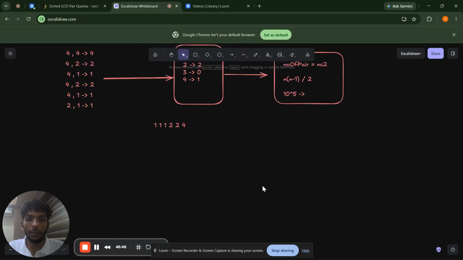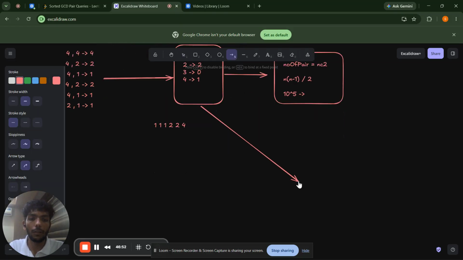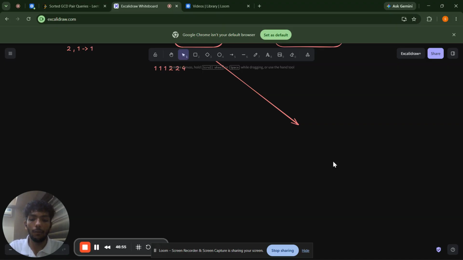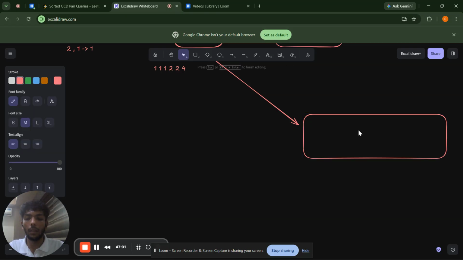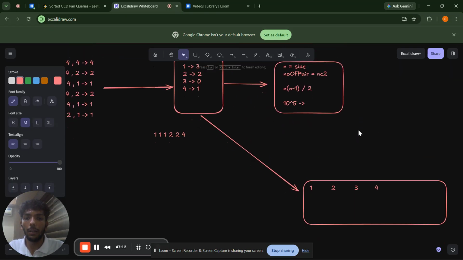So what I should do is that we would keep a track. What track? That here we have 1 as one of the GCDs, 2, 3, and 4. How many are of them? 1 is the GCD of 3 pairs. 2 is the GCD of 2 pairs. 3 is the GCD of 0 pairs. 4 is the GCD of 1 pair.